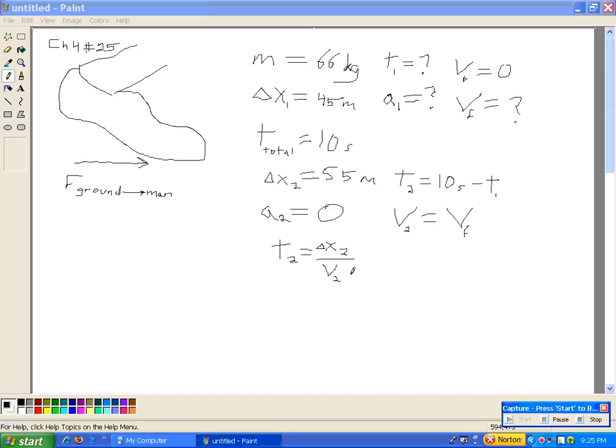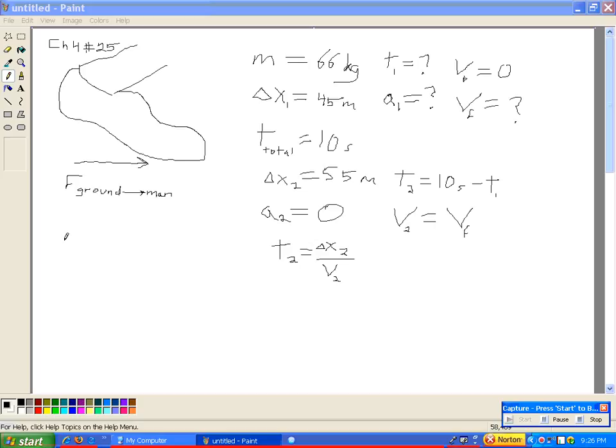Generally, what we'd like to do is find the time. We'd like to find the velocity, that final velocity. If we find all that, that will help us find the acceleration. If we had the velocity, we could find the acceleration. If we had the time, we could find the acceleration. So let's do that.